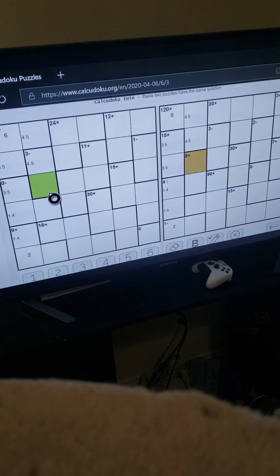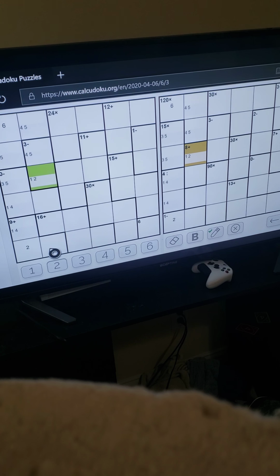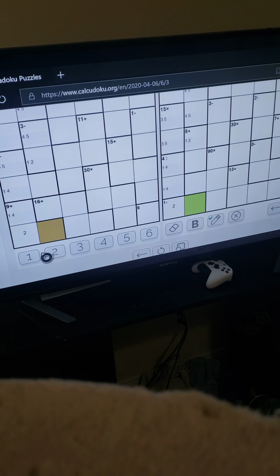I'll put this minus 3 right here. It lets me know it's either gotta be a 1 or 2. And with this minus 1 right here, it's either gotta be a 1 or a 3. And I've gotta figure out something that would satisfy both puzzles.